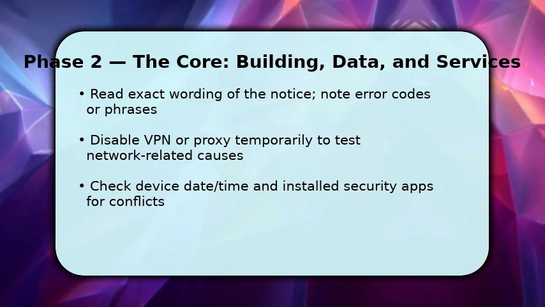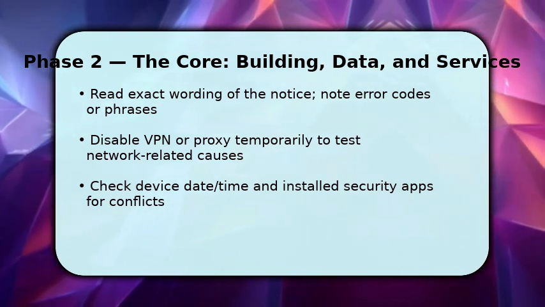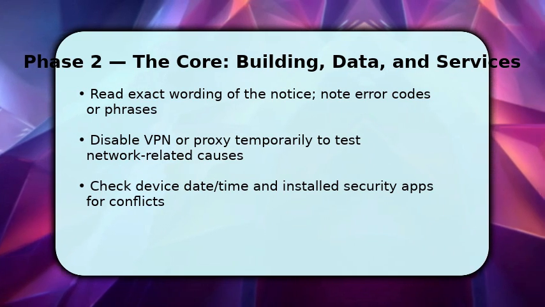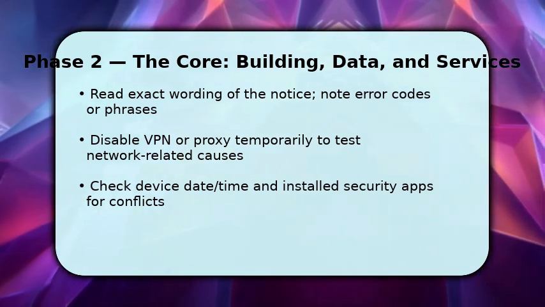If the notice references permissions, open Android or iOS permission logs. Make targeted changes, then reopen CapCut to see if the notice cleared.